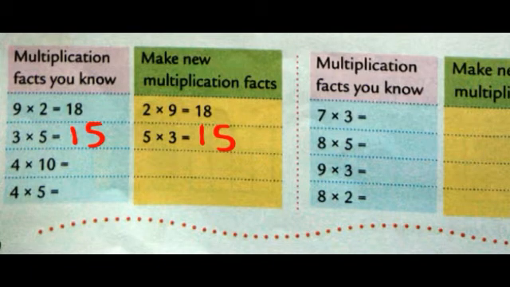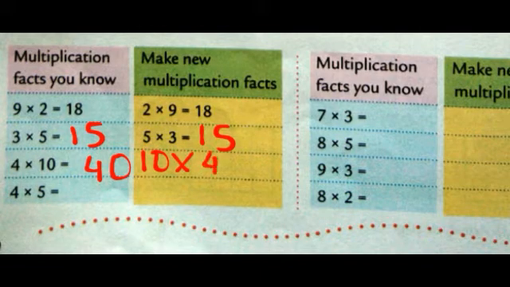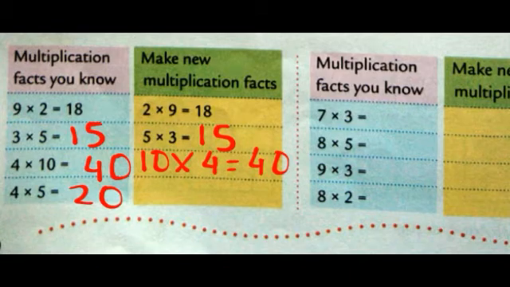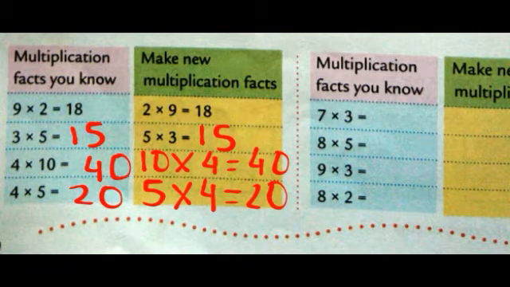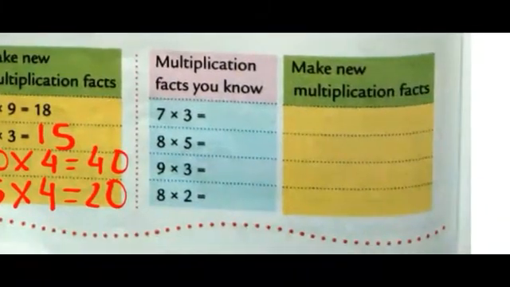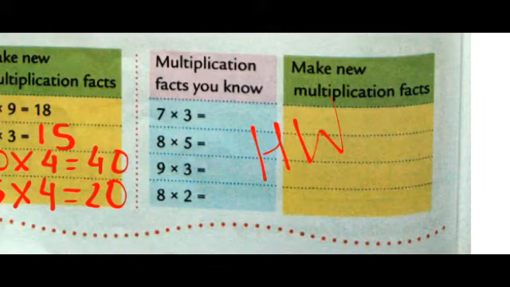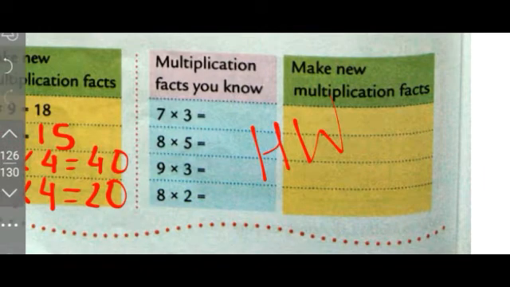Okay, see the next one. 4 10s are 40. Now the next multiplication fact, the new one that we will form is 10 into 4 is equals to 40. Okay, same way see the next one. 4 5s are 20. Okay, the new multiplication fact will be 5 into 4 is equals to 20. This is the way how you complete the multiplication fact, the new one. So I would like you all to try this one as homework. Okay, now we will move on to the next page.